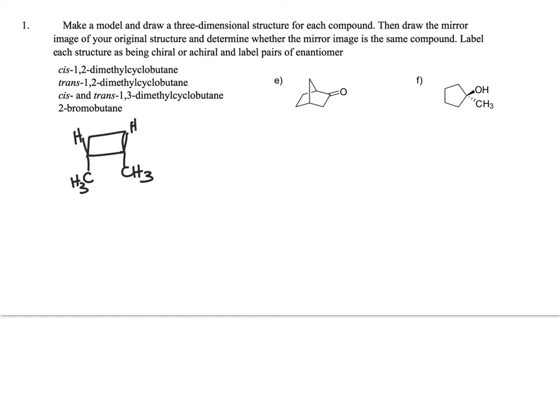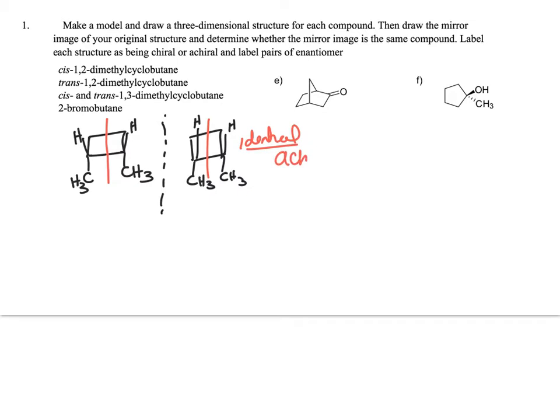1,2-dimethylcyclobutane. If you were to draw the mirror image, you would draw it like this, with the methyls on the same side going down. Now, this has a plane of symmetry, so if you see that your plane of symmetry is this way, then these are identical. So anytime you find a plane of symmetry, that would be achiral. It means they're the same molecule. Now the next one is trans.